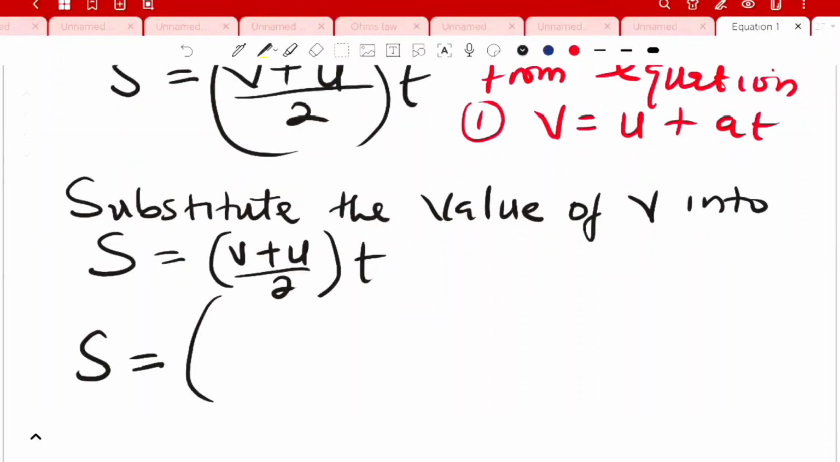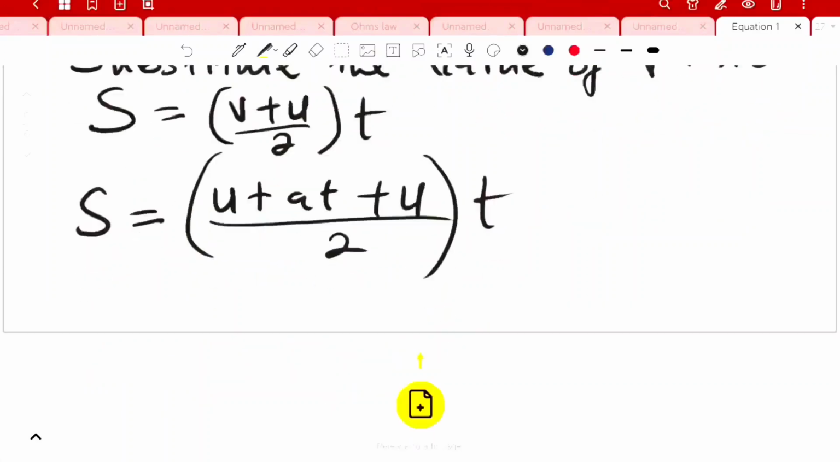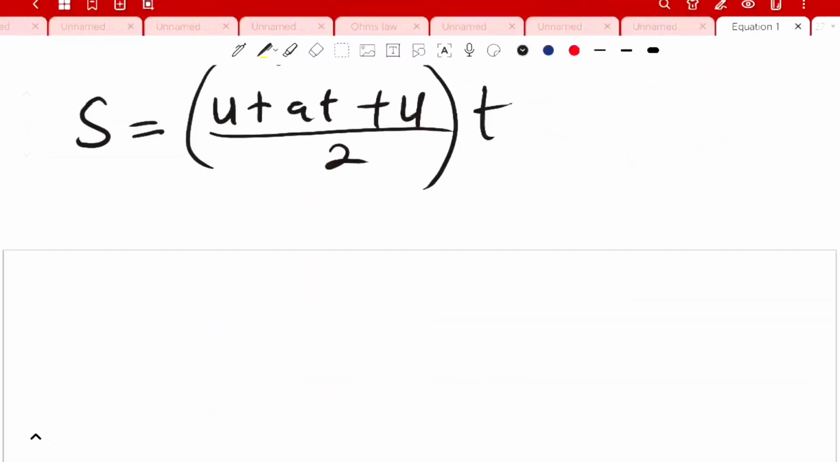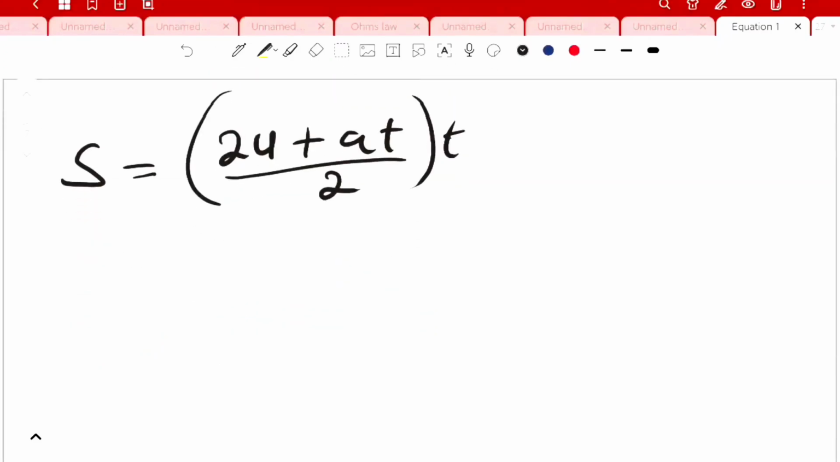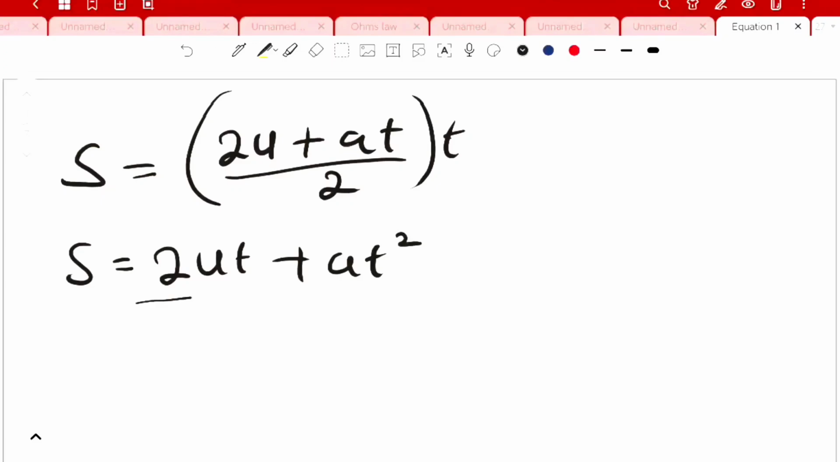All right, so s equals, open bracket, for v, we'll write u plus at, plus u, divided by 2, multiplied by t. Next step, u plus u will give us 2u. So we have (2u plus at) divided by 2 into t. Can you see that? Let's remove the bracket. So 2u multiplied by t will give us 2ut. Then at multiplied by t will give us at squared, divided by 2.